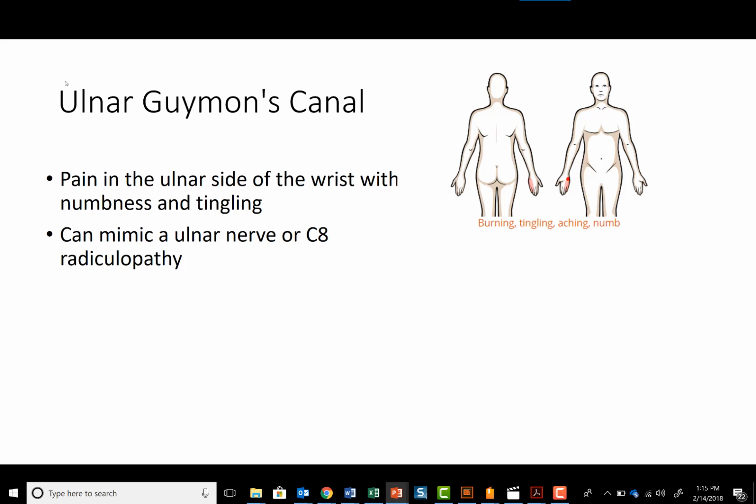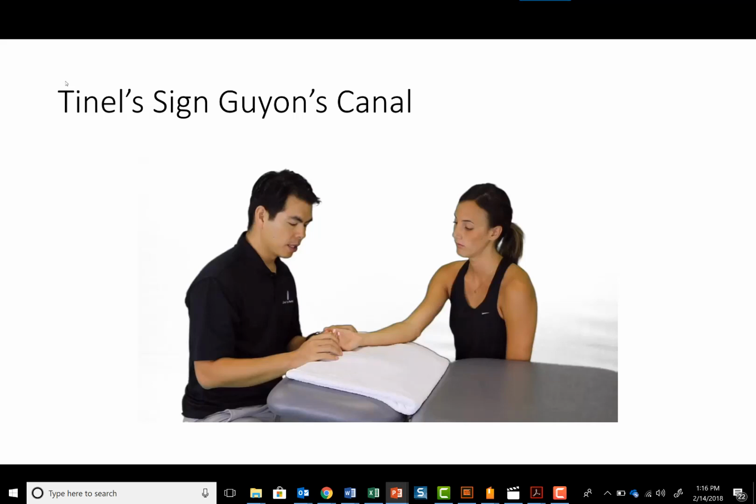Ulnar Guyon's canal syndrome. This is what I mentioned in the anatomical review video, is that on the ulnar side, you can get some burning, tingling, numbness just medial to the pisiform. You can palpate that area. You may also need a differential diagnosis from a C8 radiculopathy, so you have to do your neck testing, your nerve testing, compression test, Spurling's test, distraction test to differentiate the two. So we also have Tinel's sign for Guyon's canal, which we would just tap over that area, which we'll go over in lab.